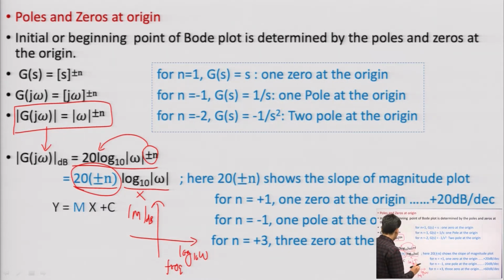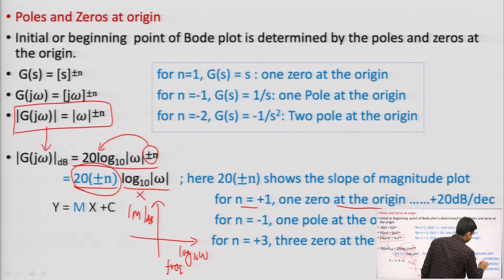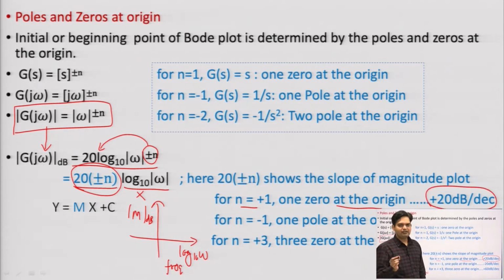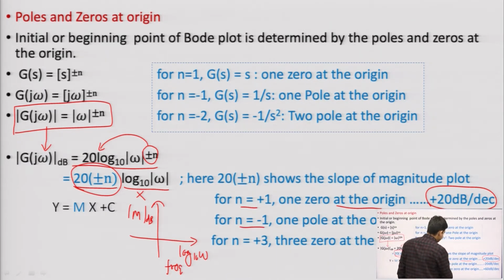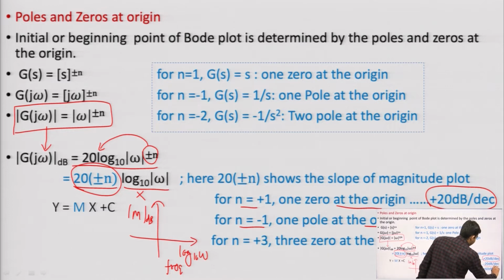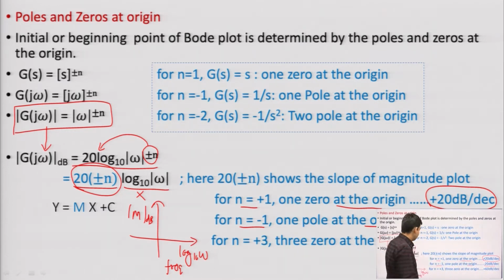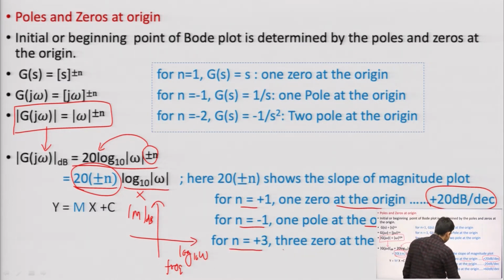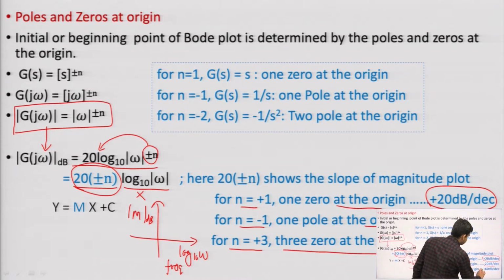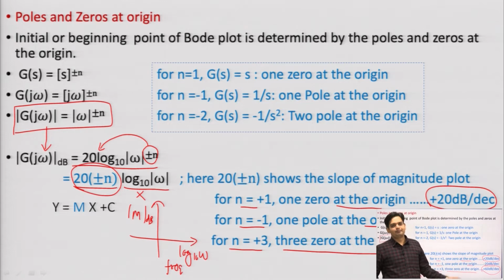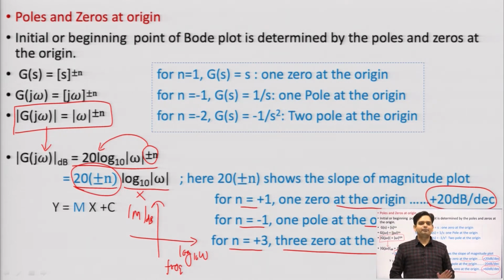Okay. So, here I told you n, if n is 1, it means 1 zero at the origin, this will give us slope of plus 20 dB per decade. Why we are saying per decade, I will discuss later. So, whenever I put n equal to minus 1, pole at the origin, minus 20 dB per decade. When n is equal to plus 3, it means 3 zeros at the origin, and this will give us plus 60 dB per decade. So, this will decide my initial slope of my Bode plot.